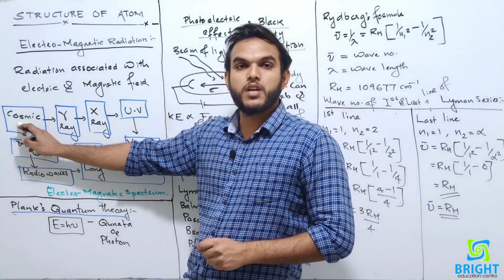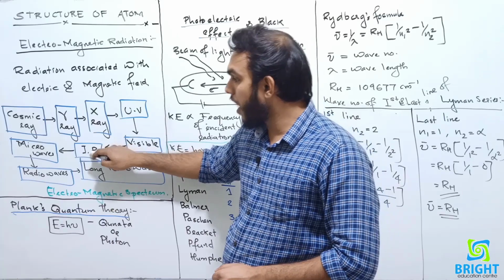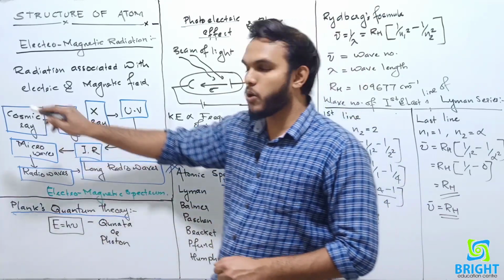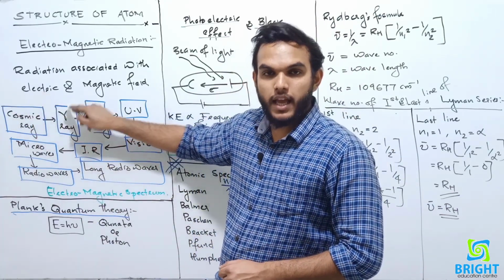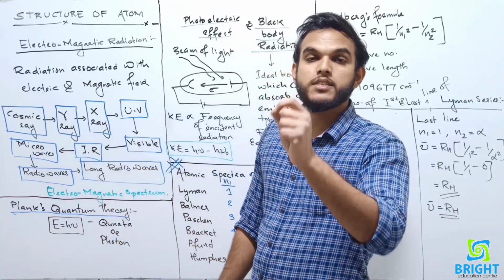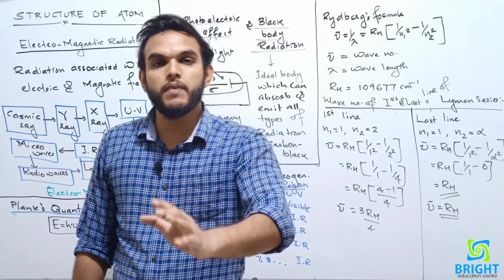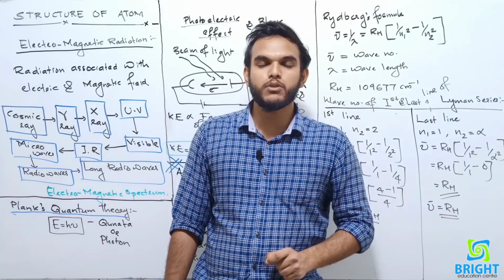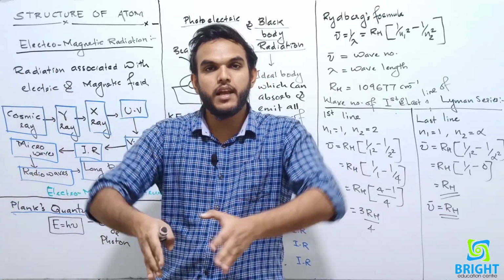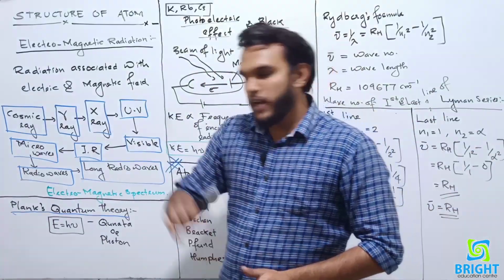The electromagnetic spectrum starts from cosmic ray, then gamma ray, x-ray, UV, visible, IR, microwave, radio wave, long radio waves. This is the order of the electromagnetic spectrum. So what is meant by electromagnetic radiation? The radiation associated with both electric and magnetic field. So we are going to Planck's quantum theory.